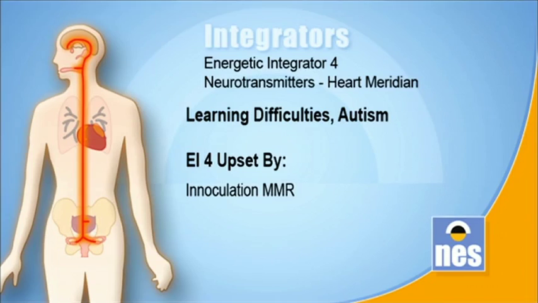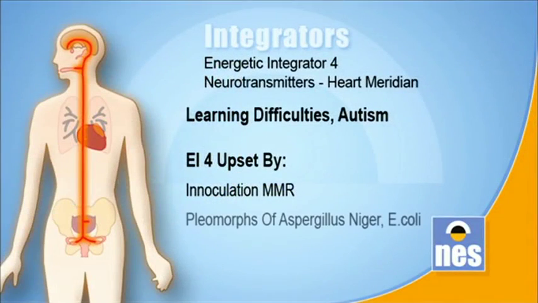And the MMR inoculation may be part of the story. If you've been upset by an MMR inoculation, it will show up in Integrator 4, but of course you treat it with energetic terrain 0. Pleomorphs of Aspergillus niger and Escherichia coli, E. coli and Aspergillus. These are huge for those interested in pleomorphic structures in the body. You can fix them or modify them in some way by using the infoceutical for Integrator 4.